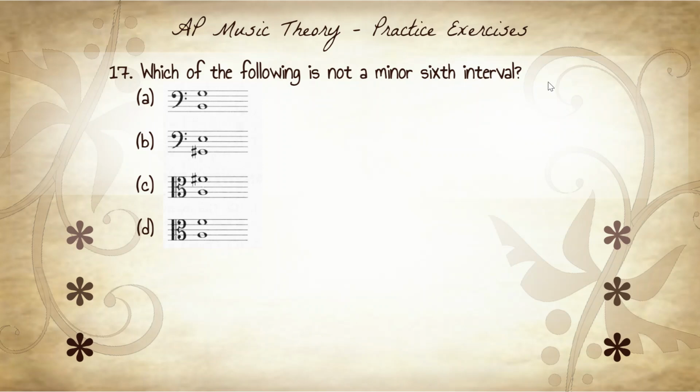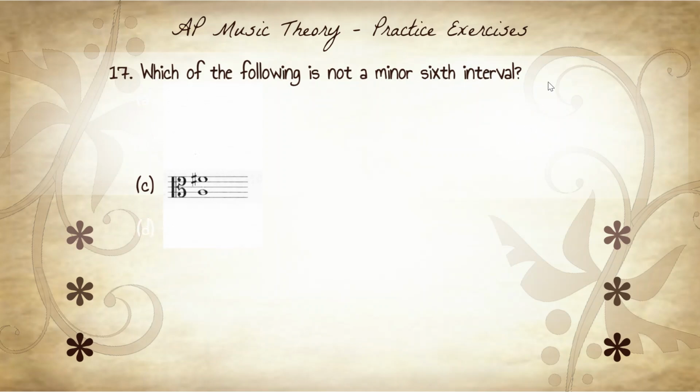Question 17. Which of the following is not a minor sixth interval? Correct answer is C. A to F sharp is a major sixth.